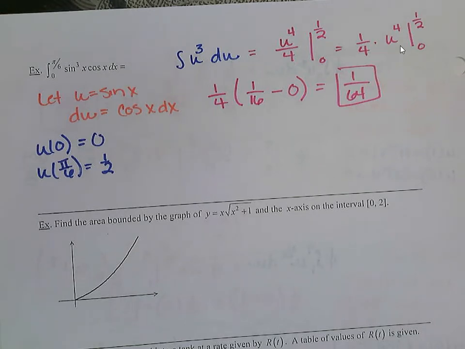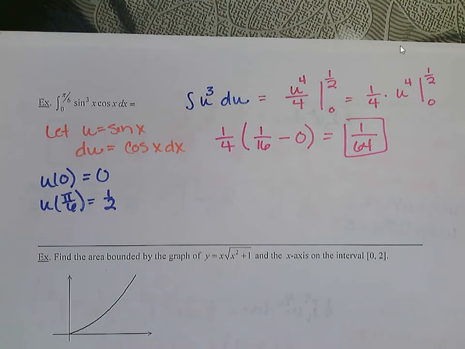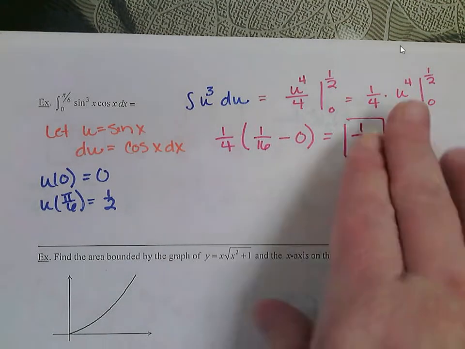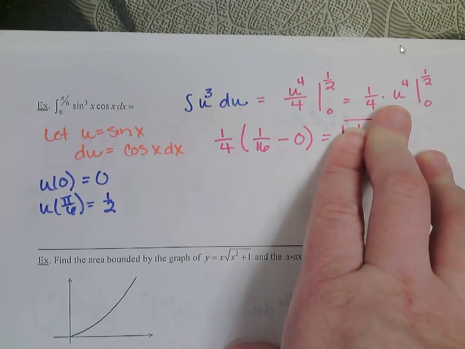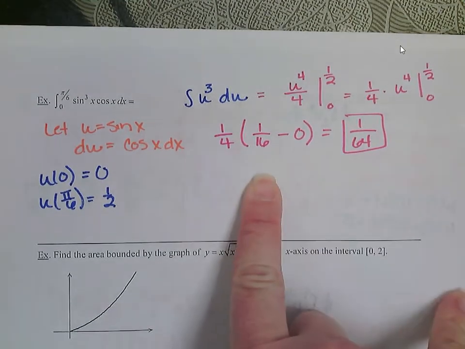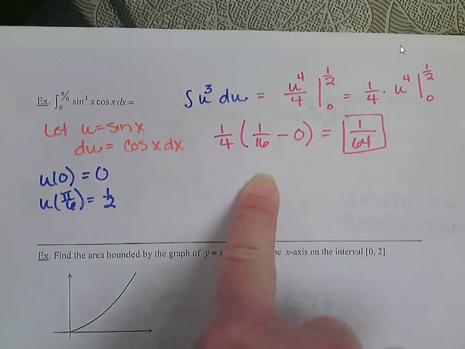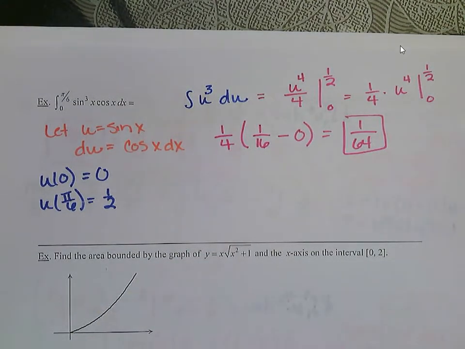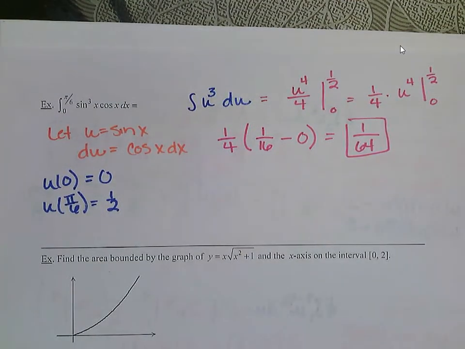Do you guys have any questions about this one? Again, I didn't have to pull out this 1/4, but if I hadn't done that, I would have had 1/16 divided by 4, and then I would have had to do a little bit of manipulation with fractions. So I think that a lot of times, especially when the constant is a fraction, if you pull it out and work with the rest of the stuff and then multiply it back at the end, it's a little bit easier. That's just a trick that I use.